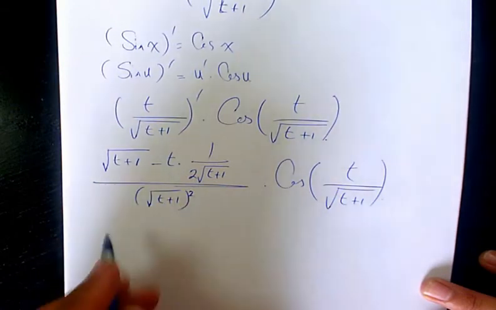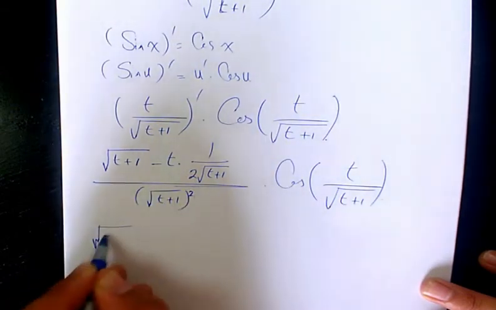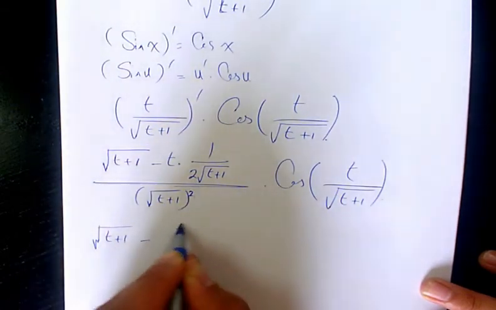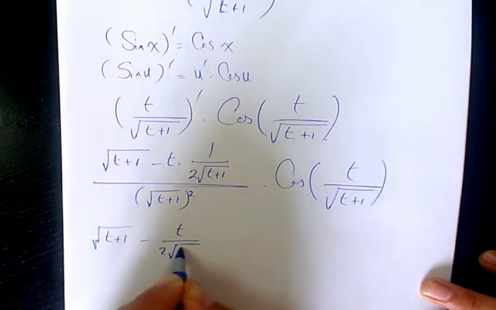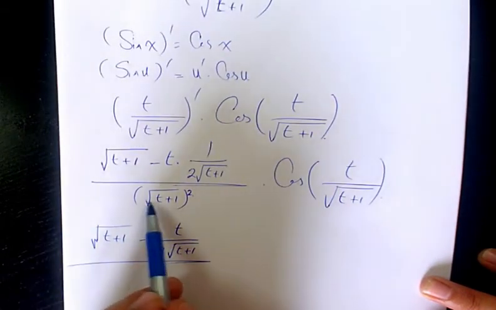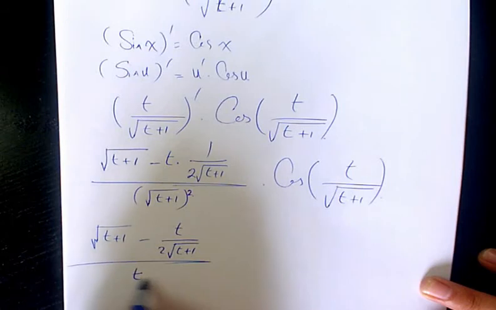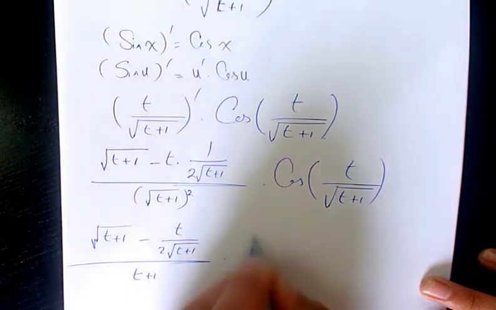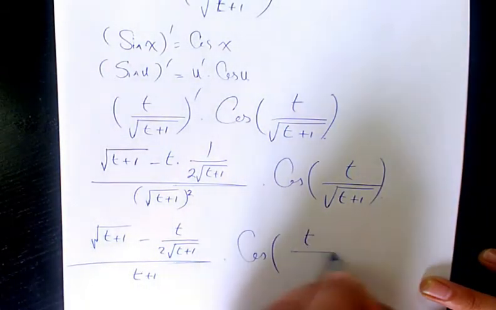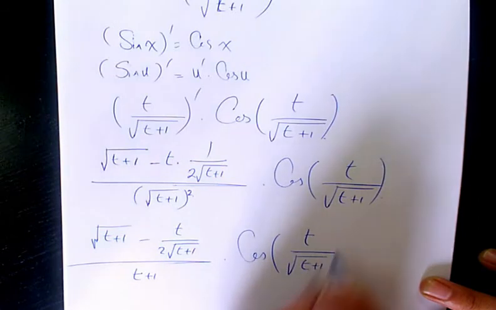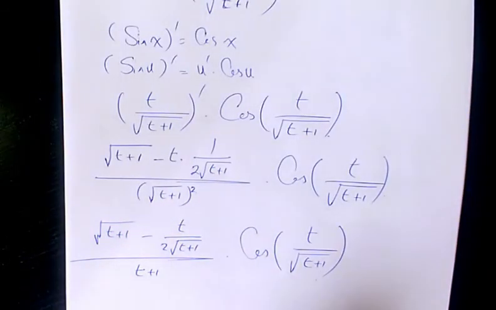Now what we can do here is, I'm going to say root t plus 1 minus t over 2 root t plus 1. The square root and 2 cancel out. It's going to be t plus 1 times cosine of t over root t plus 1. And this is going to be the final answer.